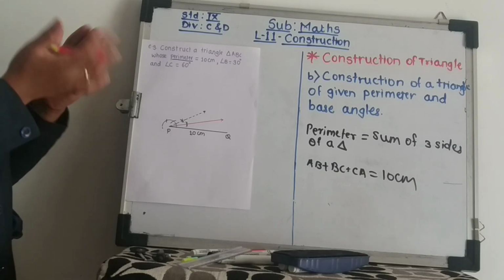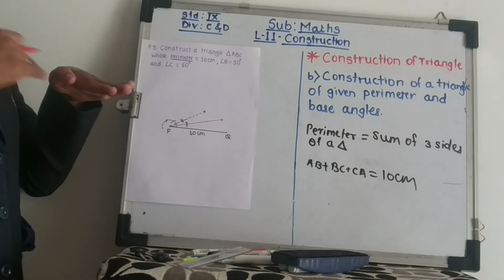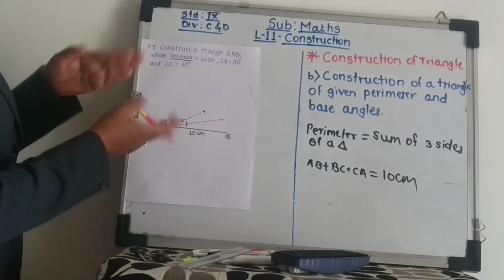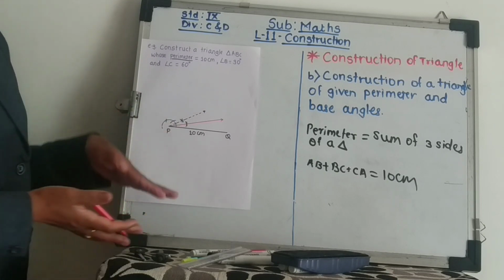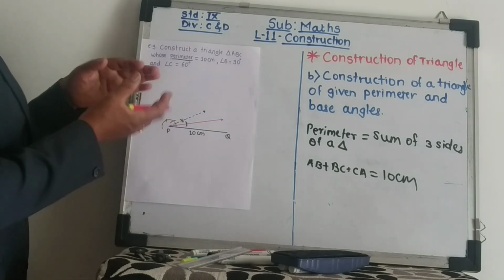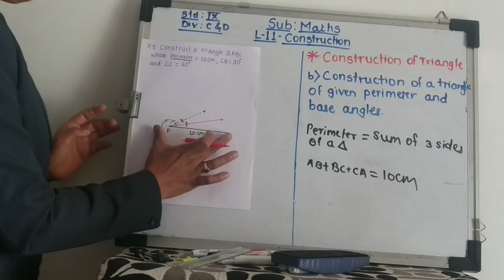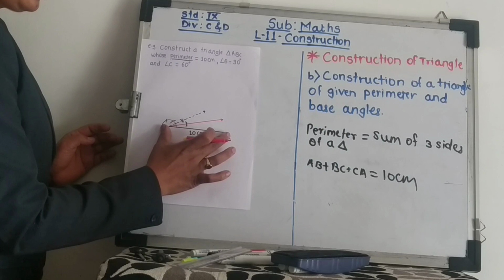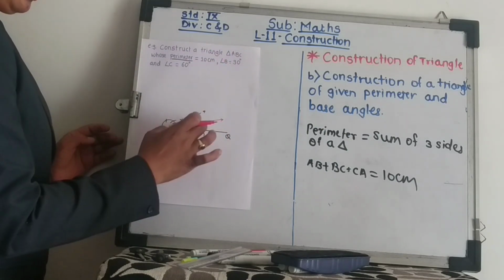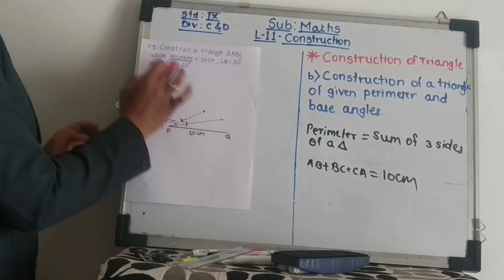What we have done: first we drew a 30 degree angle, and that 30 degree angle we bisect. Just try to remember the recipe, or in maths we say steps of construction, for this construction. First we will draw a perimeter, the length that is given. Then we will draw the base angle, 30 degree here, and another angle of 60 degree.